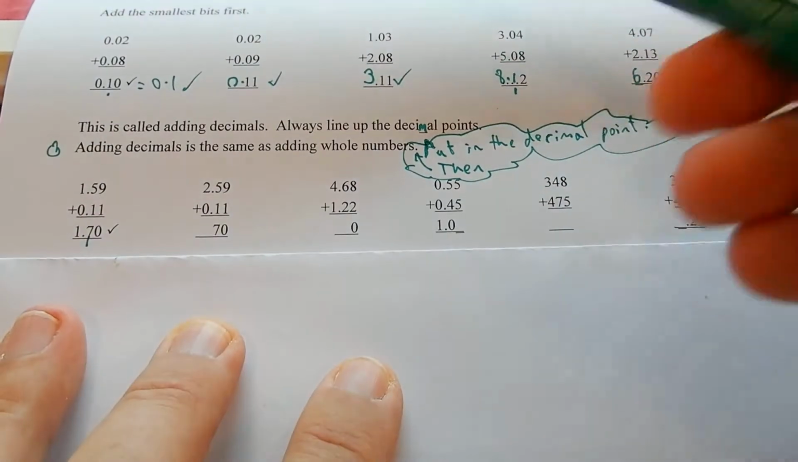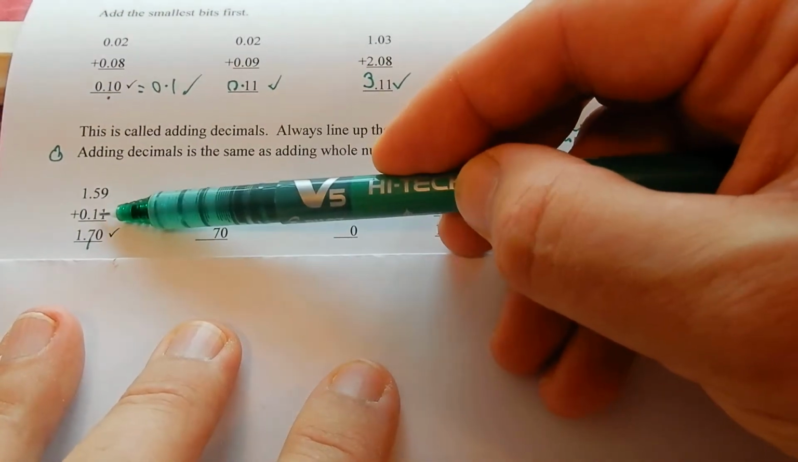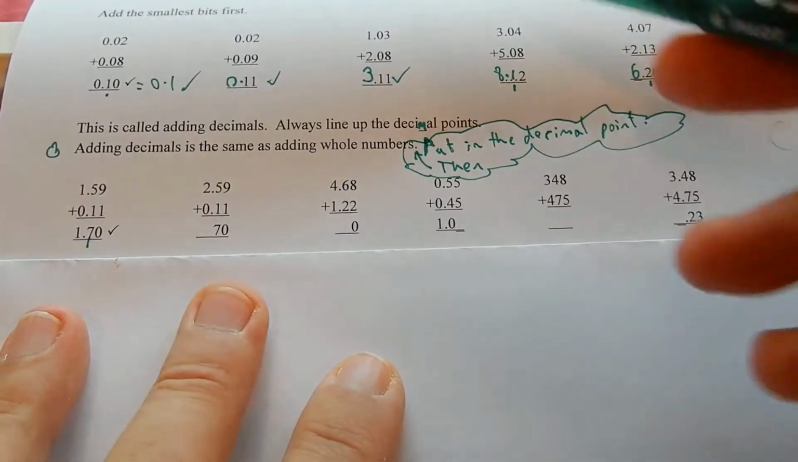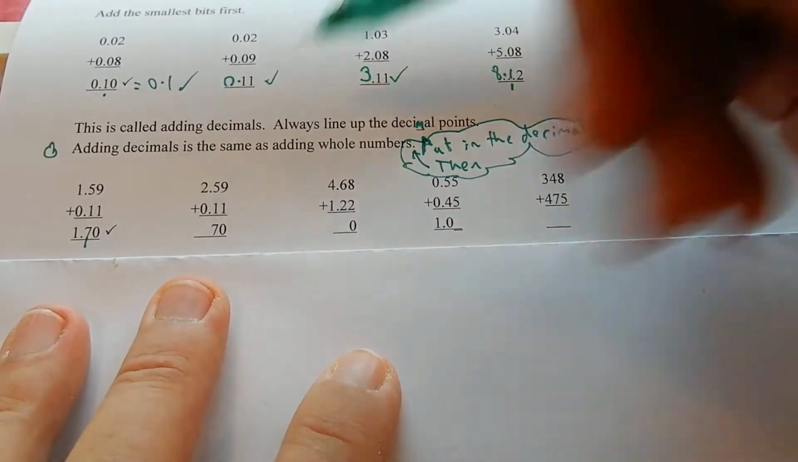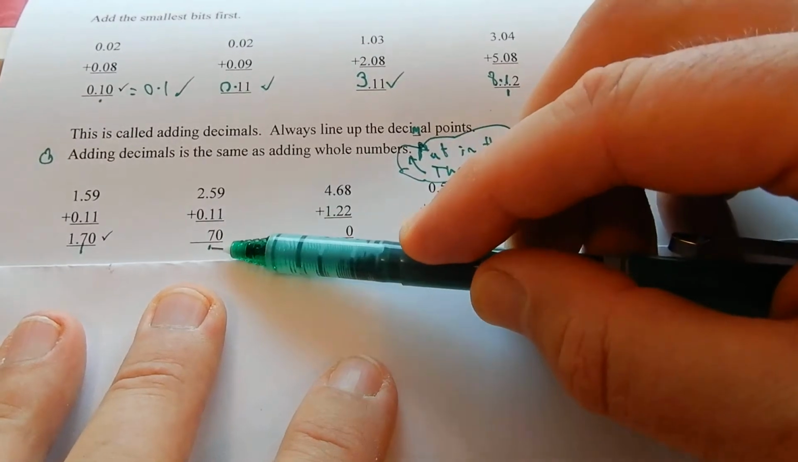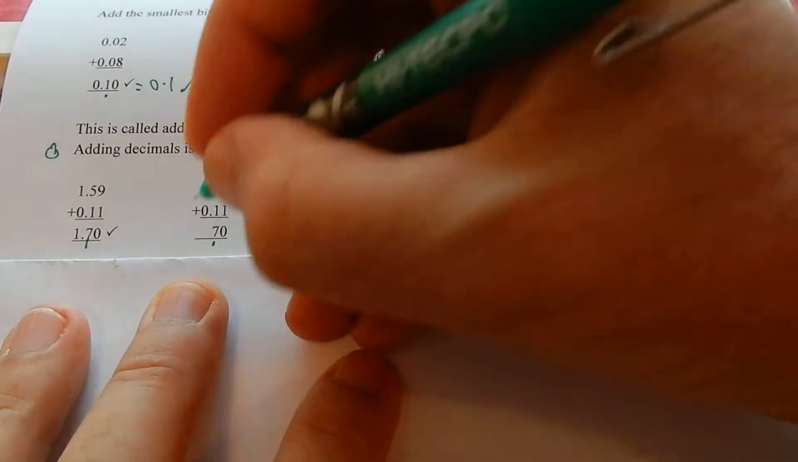Carry the 1. 5 plus 1 plus that 1 is 7. 5, 6, 7. Yeah. And then that 1 comes, 1 plus 0 is 1. That one's correct. 9 plus 1 is 10. Carry the 1. 5 plus 6 is 7. 5, 6, 7. 7 is right. 2 plus 0 is 2.